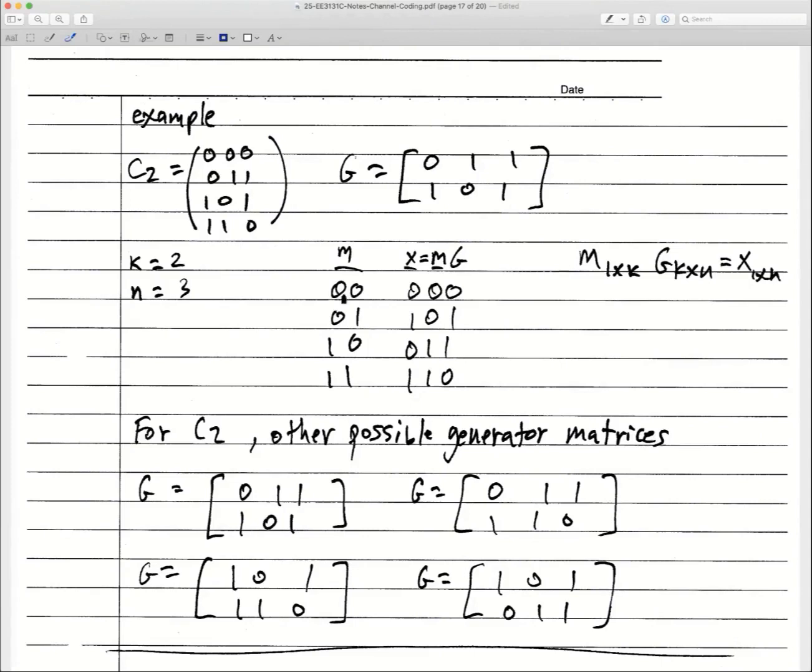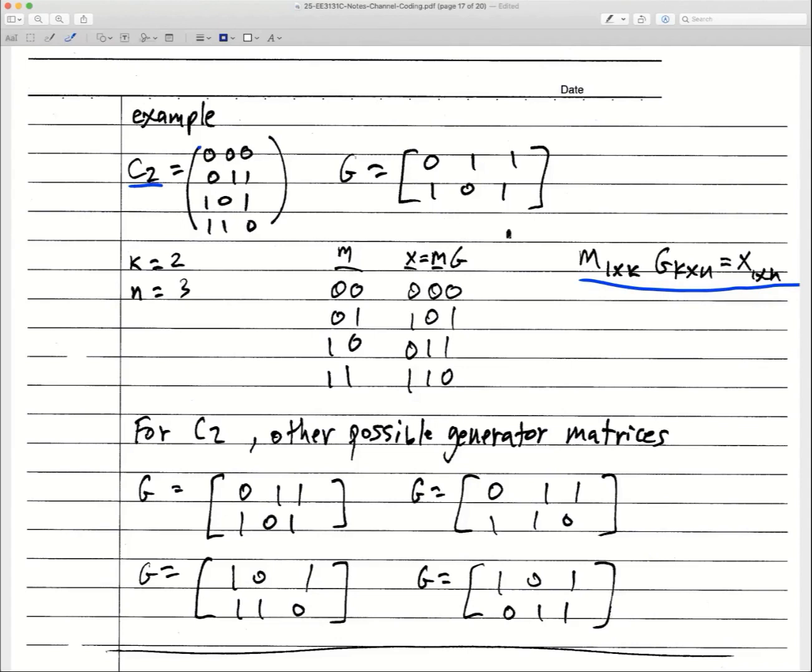If I look at 0, 0 and multiply M times G, again, a 1 by K matrix M times a K by N gives you a 1 by N. So if you multiply 0, 0 by G, you get 0, 0, 0. If you do that for all 4 messages, you get this. And this is my code, which I've shown here. This is the code C2. These vectors are actually the code from my example on, I think, slide 1, page 1 or page 2, where we added 1 parity bit.